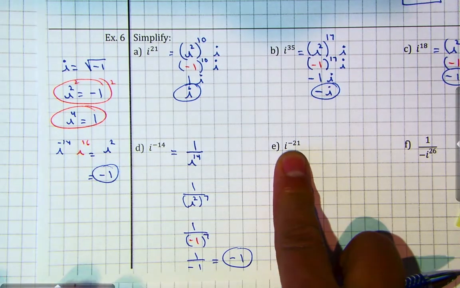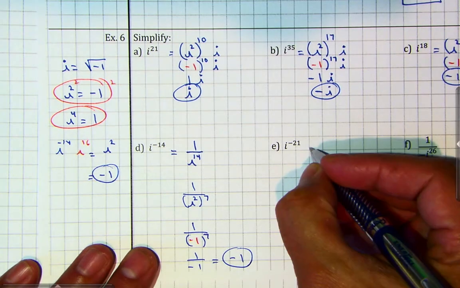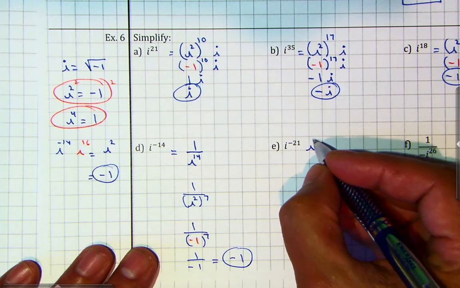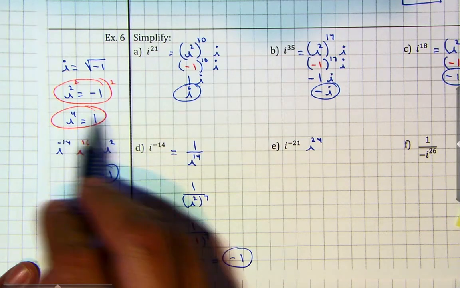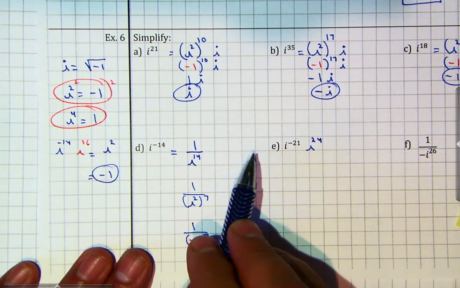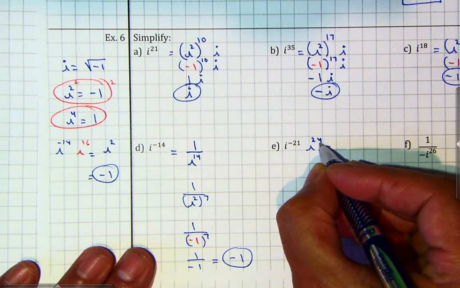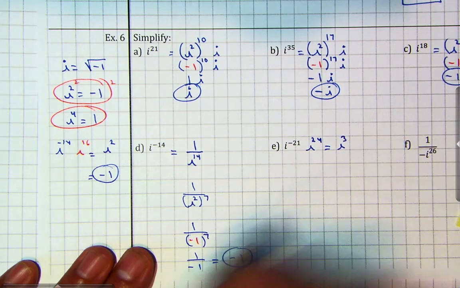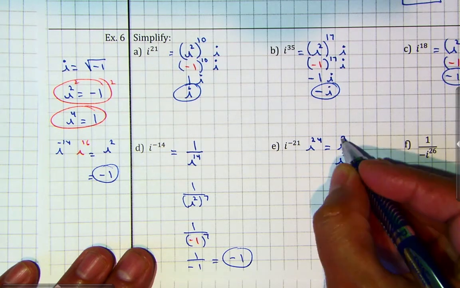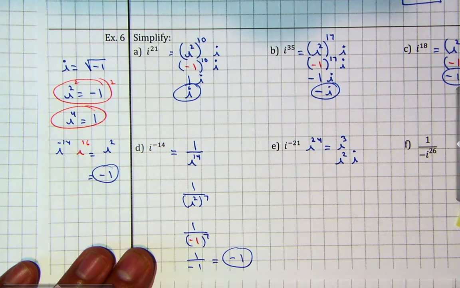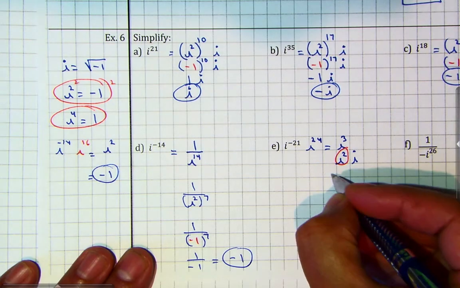So let's see. Letter E. i to the negative 21. What should I multiply by? i to the power of 24. Because if it's a multiple of 4, we know it's going to be 1. So if we multiply by 1, it's still the same value. So therefore, that will give you negative 21 and 24 will give you i to the 3rd power. And how many i squares do you have in i to the 3rd? Only 1. And then you have i. We know that i squared equal to negative 1 times i will give you negative i.